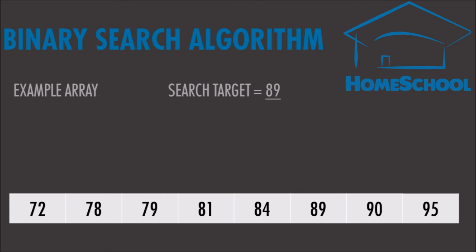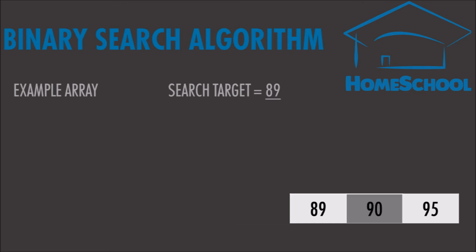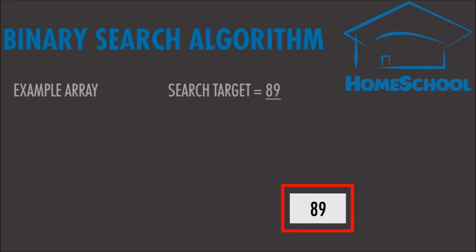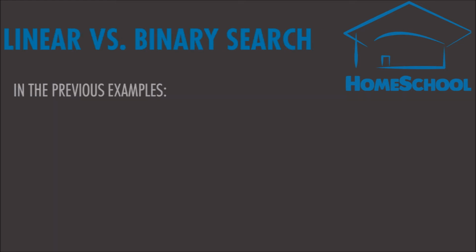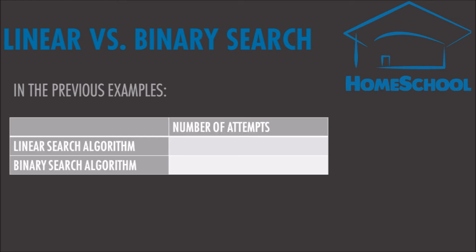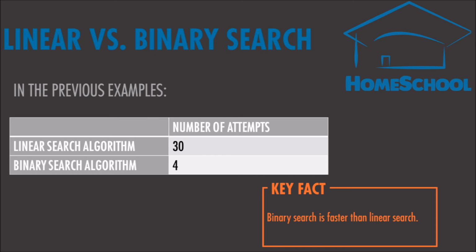The process then repeats, cutting the array in half until it reaches the final result. The algorithm has now reached the target value, so it stops searching. To compare the two, linear takes longer than binary because it simply goes along and checks each element in the array until it finds the target, whereas the binary search intelligently slices down the array until it locates the value. The linear search took 30 attempts, whereas the binary search only used 4.